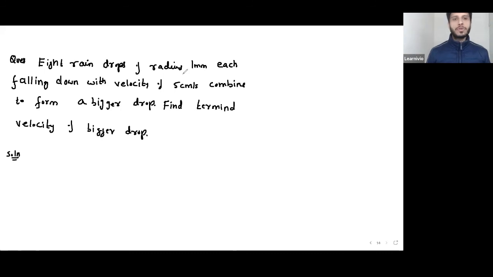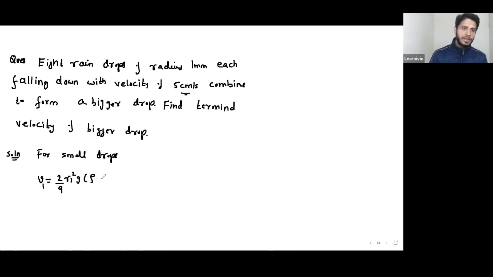Eight raindrops of radius 1 mm each are falling down with a velocity of 5 centimeter per second. So for small drops, I'm writing the formula of terminal velocity. Terminal velocity, let's say V1, is 2 by 9, R1 square into g, into rho, the density of drop, minus the density of air, divided by eta. That's my first equation. For the bigger drop, they combine to form a bigger drop.